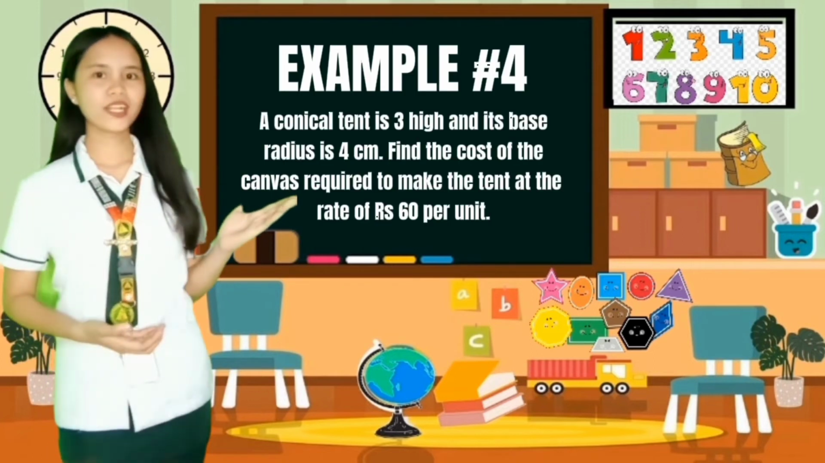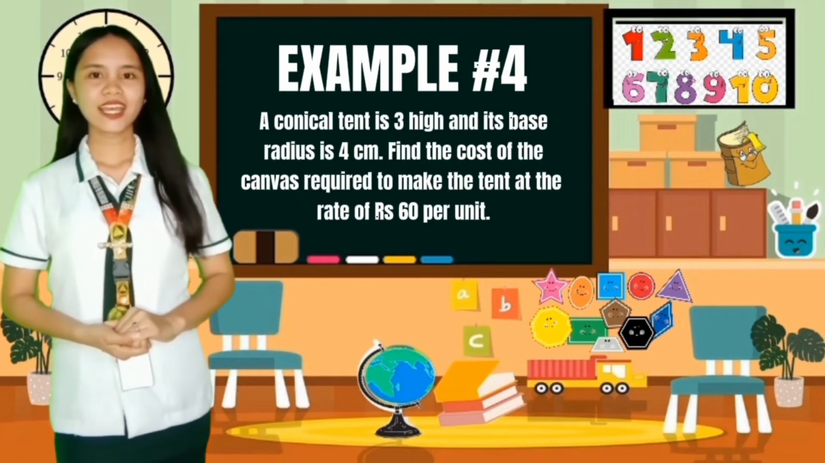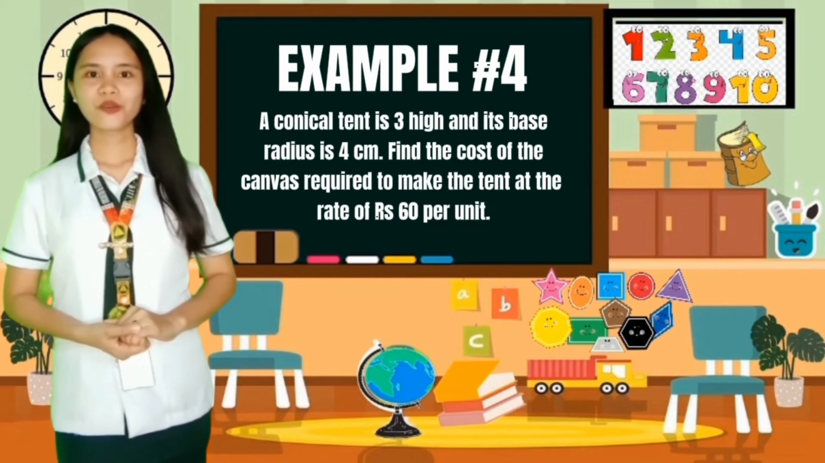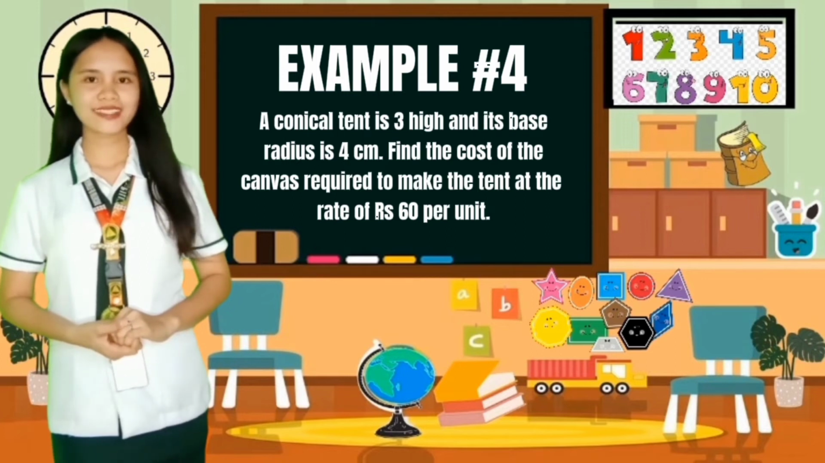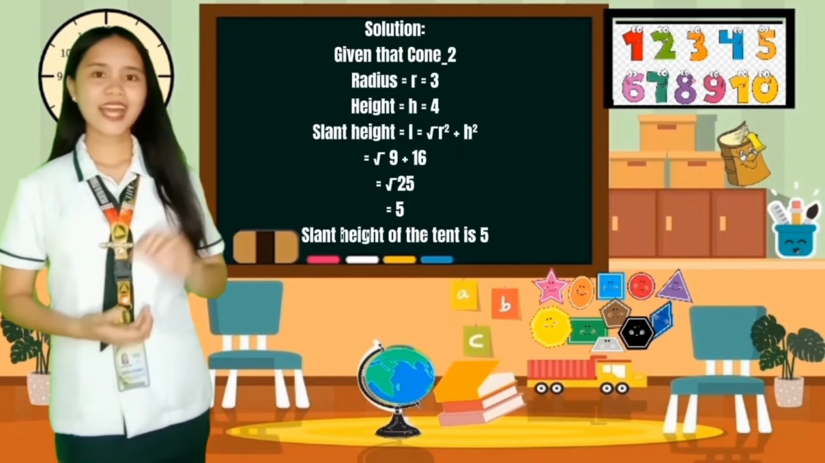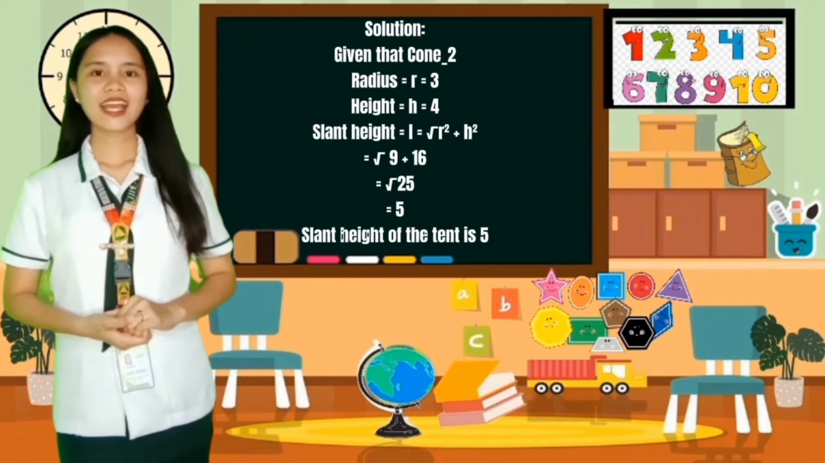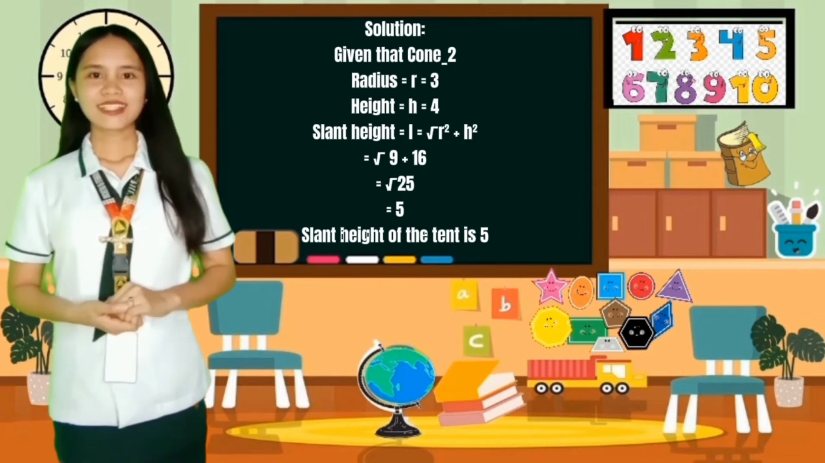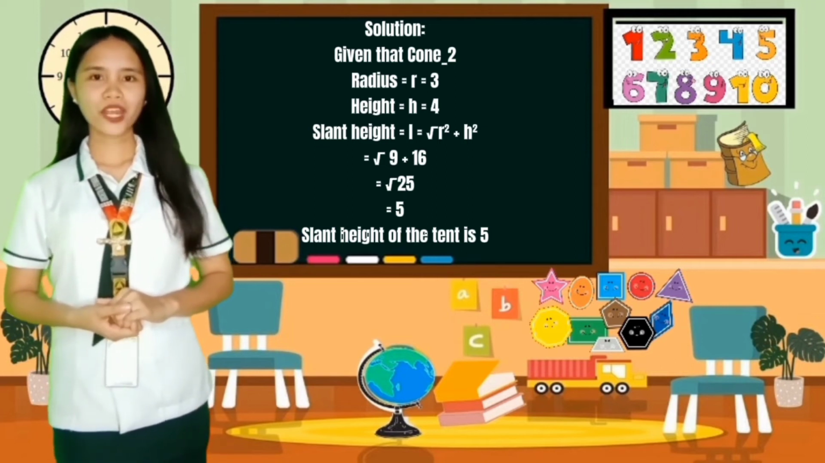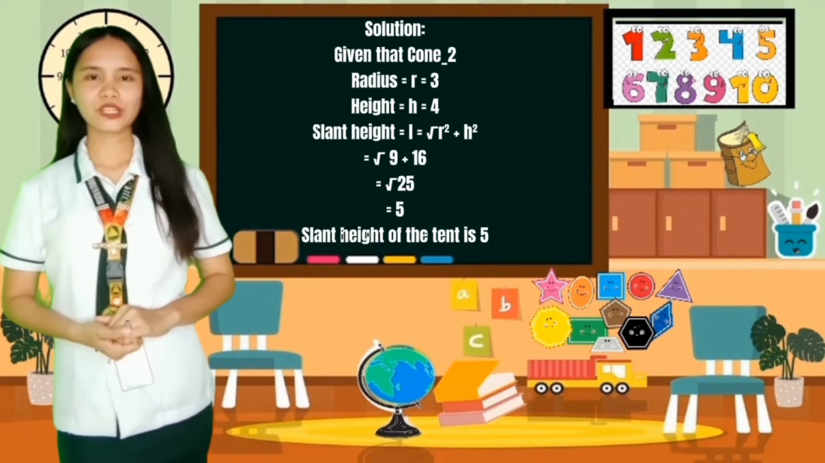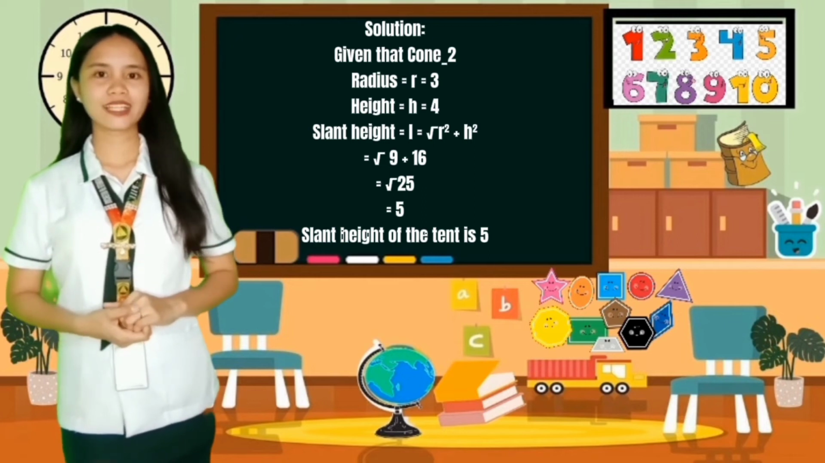For example number 4, a conical tent is 3 high and its base radius is 4 centimeter. Find the cost of the canvas required to make the tent at the rate of Rs 60 per unit. Given that the cone's radius is r equals 3, height is h equals 4, slant height is l, equal to the square root of r squared plus h squared, equal to the square root of 9 plus 16, equal to the square root of 25, equal to 5. So, slant height of the tent is 5.